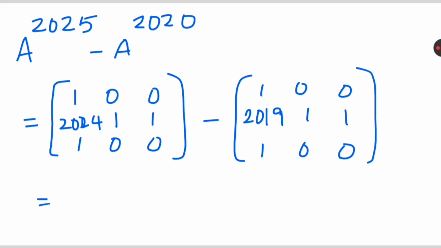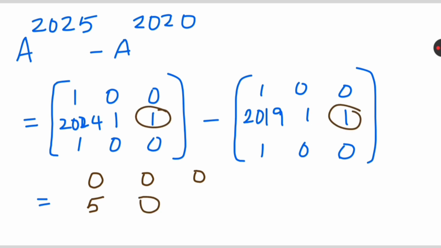So let's do the subtraction here. 1 minus 1, which is 0. So let's write 0. Then 0 minus 0, which gives 0. Then 0 minus 0, which gives 0. So we are done with the first row. Now subtract the second row. 2024 minus 2019, which gives 5. So let's write only 5 here. Then 1 minus 1, which is 0. Then 1 minus 1, that is also 0.